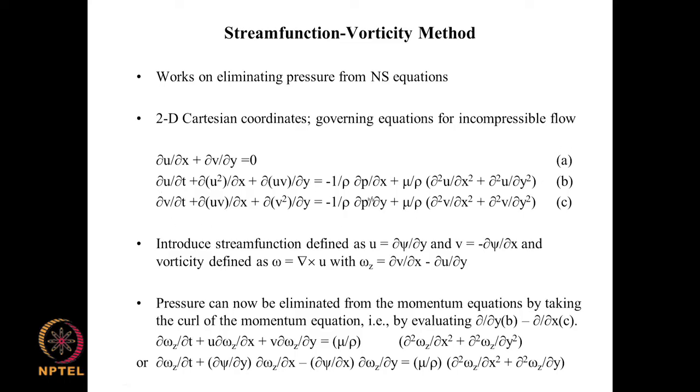The x momentum equation, we have written down the full equation here in the expanded form for us to become familiar with it. So you have ∂u/∂t plus ∂/∂x of u² plus ∂/∂y of uv equal to minus 1/ρ ∂p/∂x plus μ/ρ times (∂²u/∂x² plus ∂²u/∂y²).